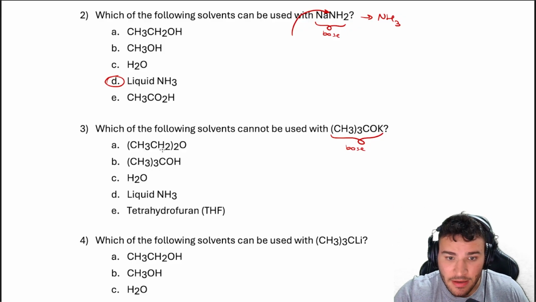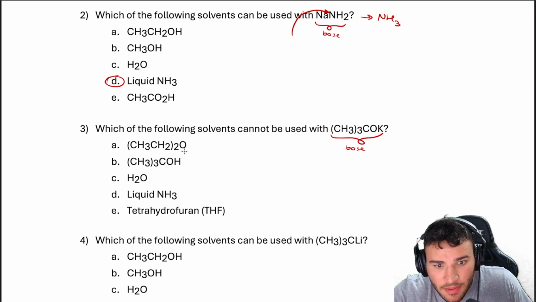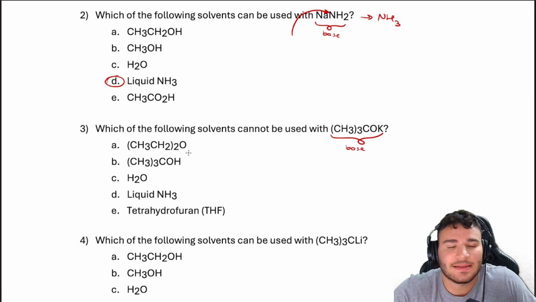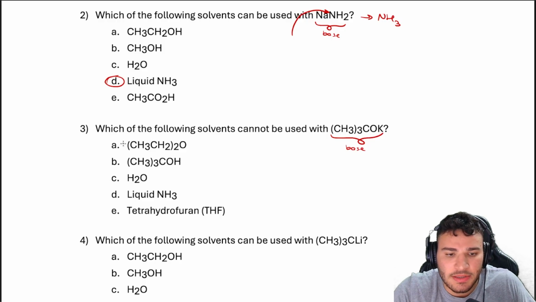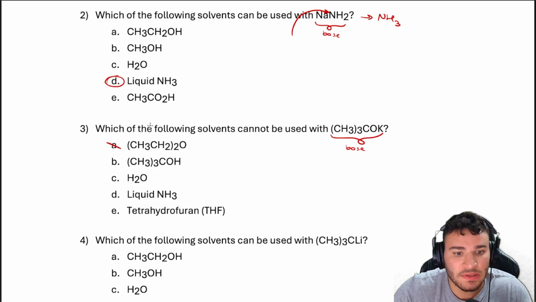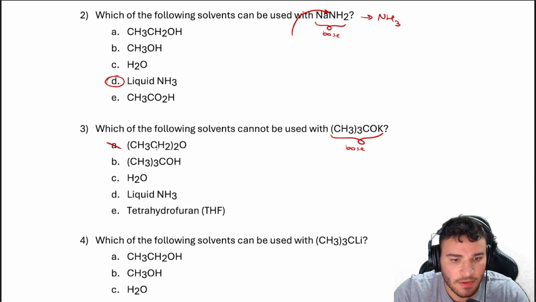Now, think about it. A, we don't have a very acidic proton there, right? The only protons that may be donated are on the carbons. That's probably not going to be donated, right? And so that's not going to interfere at all, right? It's definitely 100% we could use this solvent.